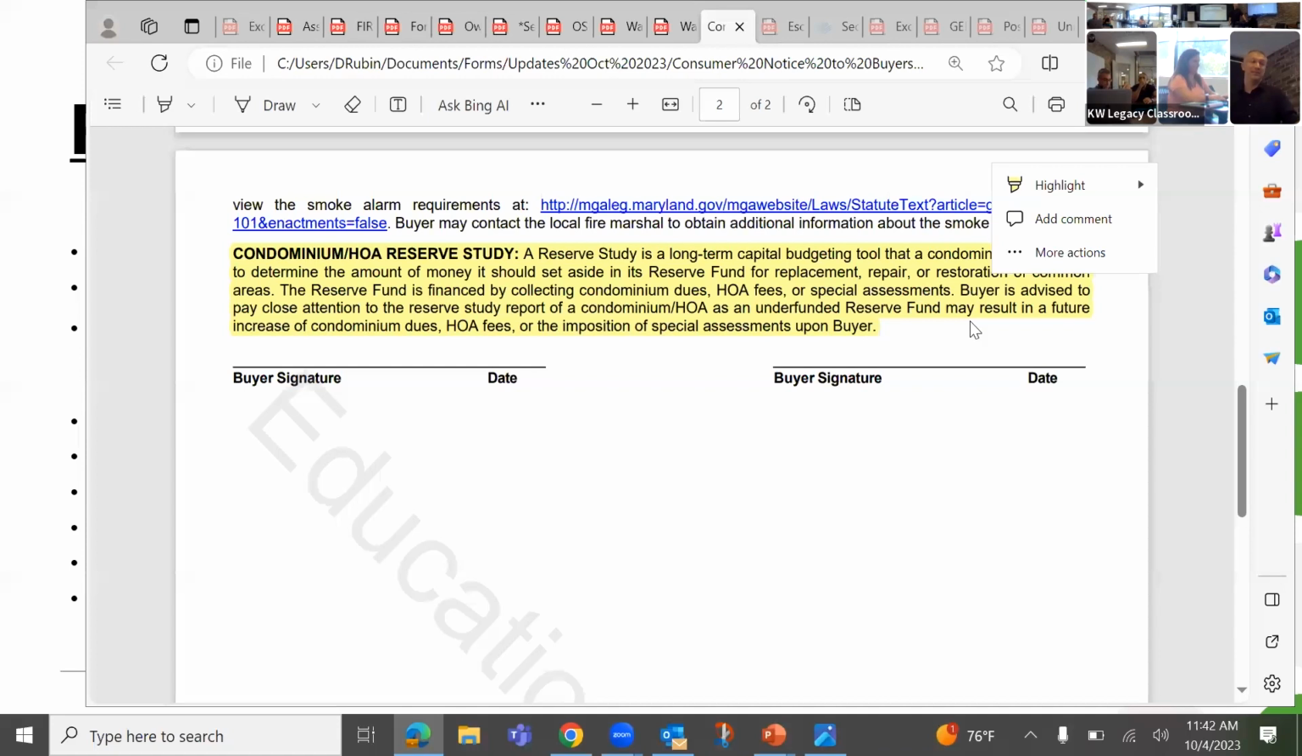Quick question. Say you've got a seller trying to sell their condo, and with this reserve study being in the contract, wouldn't it be a problem when trying to sell if the reserve is way low?